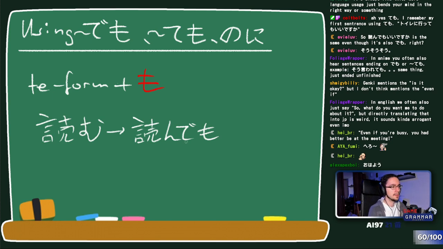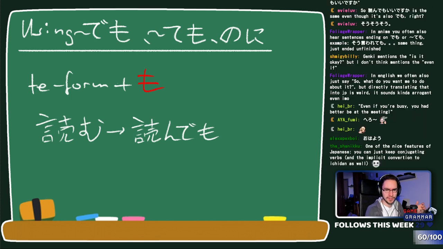It does exactly the same thing, because it's simply just te form plus mo. Okay? So that's kind of how you can use verb temo or adjective temo. For na adjectives, by the way, it's basically the same rules as nouns for the most part. Like ao demo or whatever, something like that. Because na adjectives once again often function kind of like verbs, especially with these kinds of things.